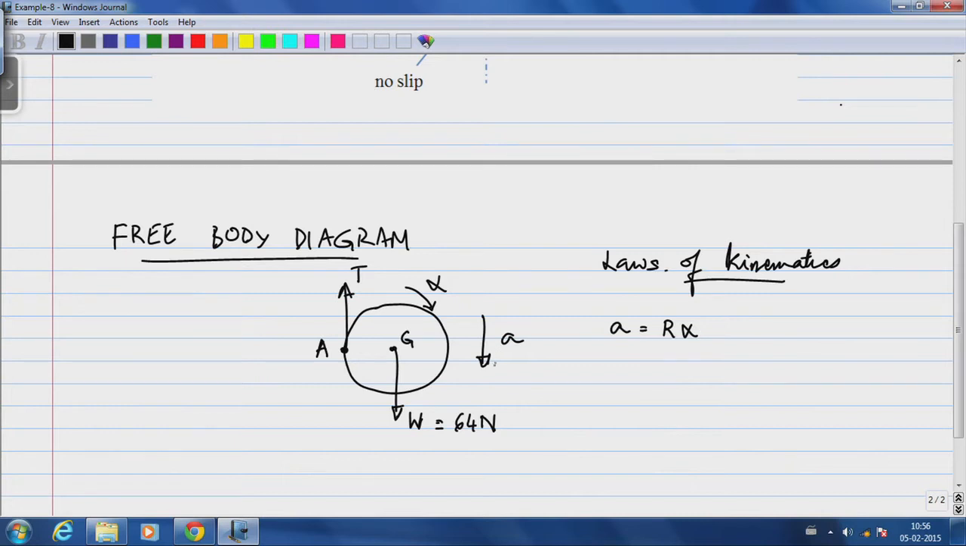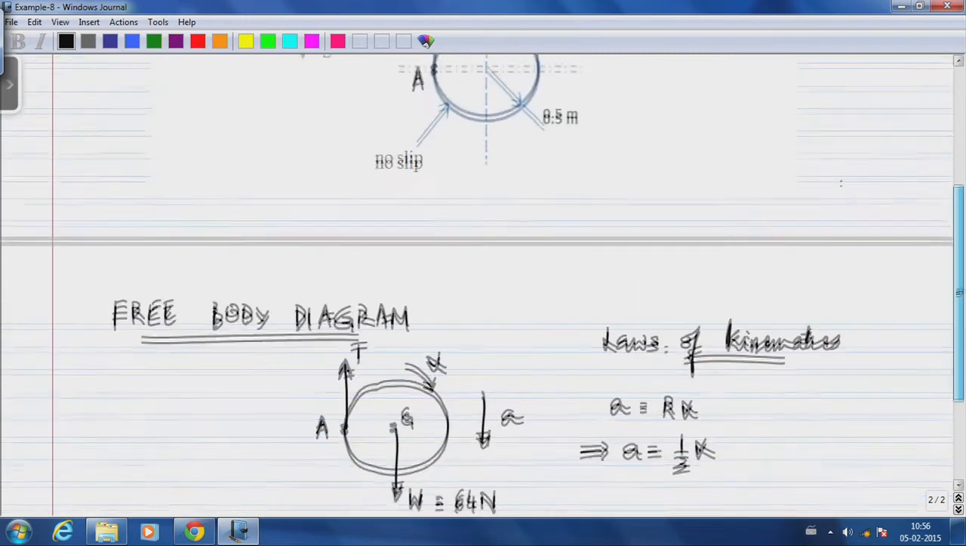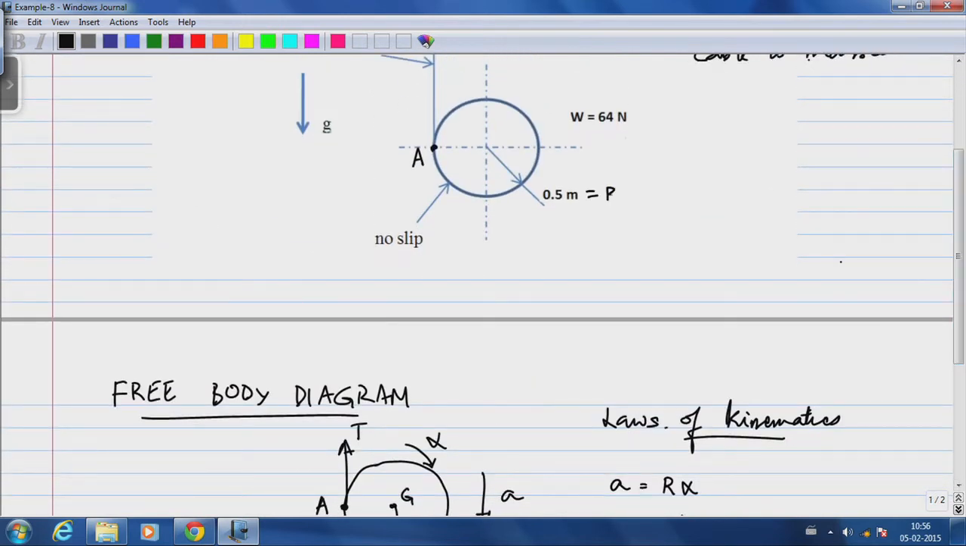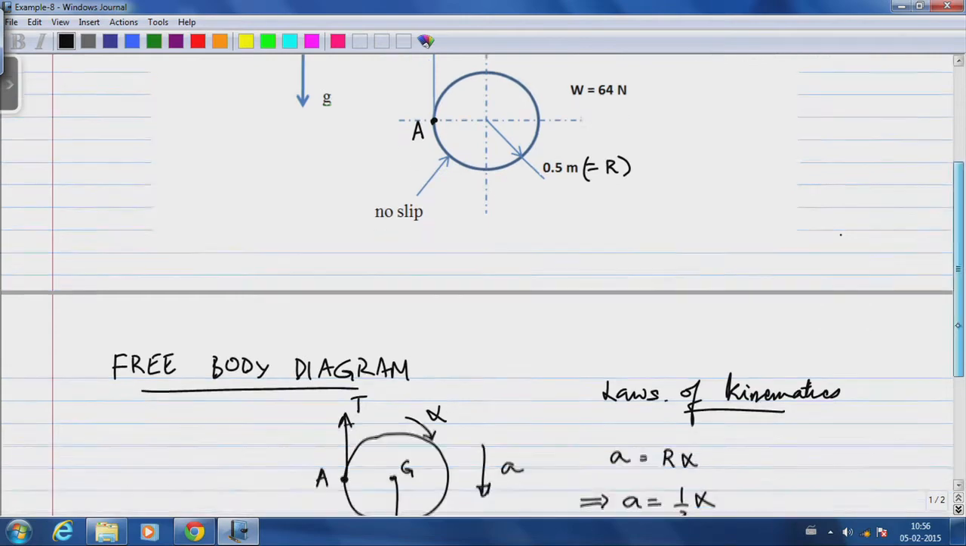So, the linear acceleration of the mass center and the angular acceleration of the cylinder are related. So, this implies A equal to half times alpha. The radius of the cylinder is half a meter.